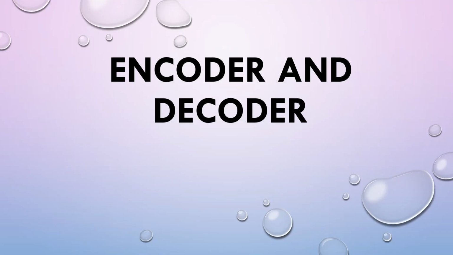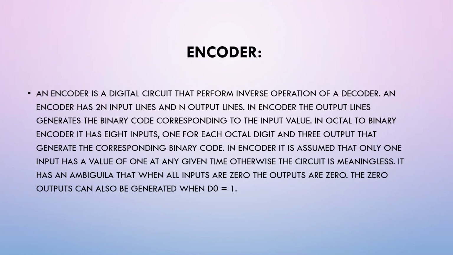Okay. Now we are going to see about encoder and decoder. Encoder. An encoder is a digital circuit that performs the inverse operation of a decoder. An encoder has 2^n input lines and n output lines. In an encoder, the output lines generate the binary code corresponding to the input value.